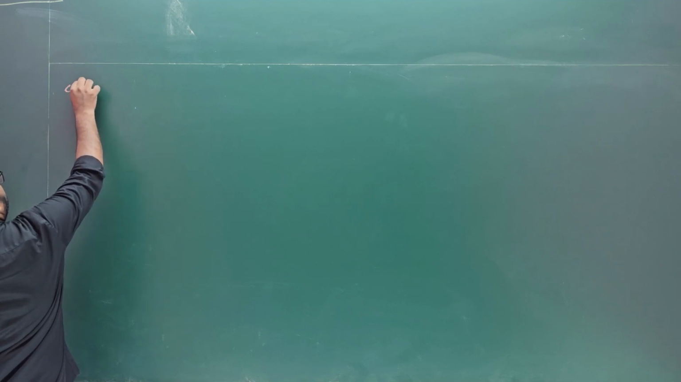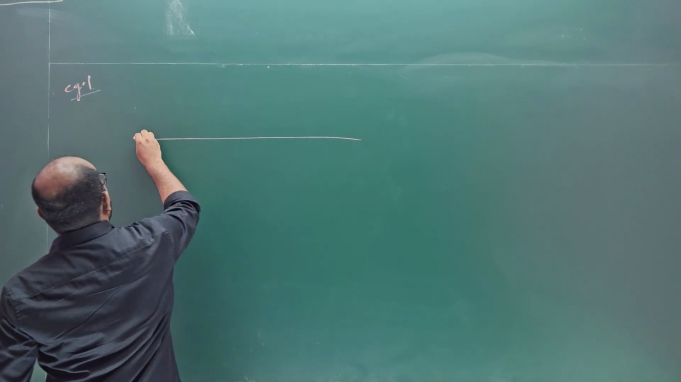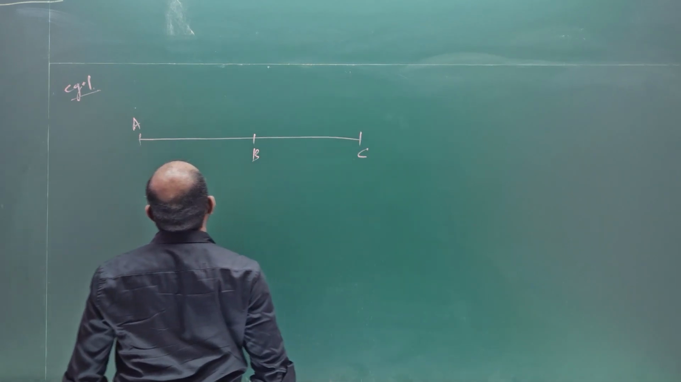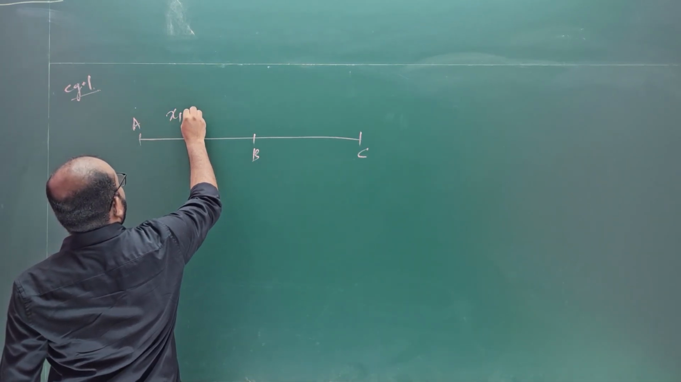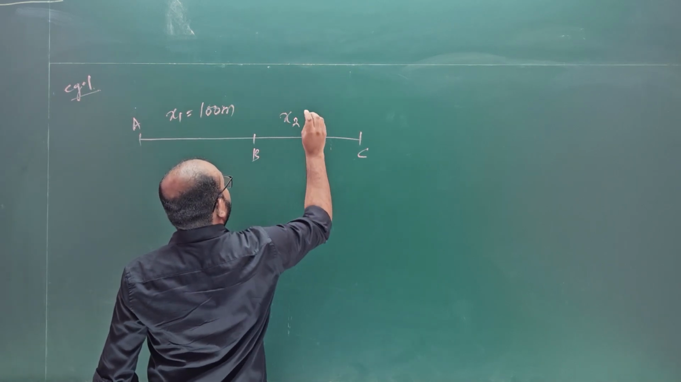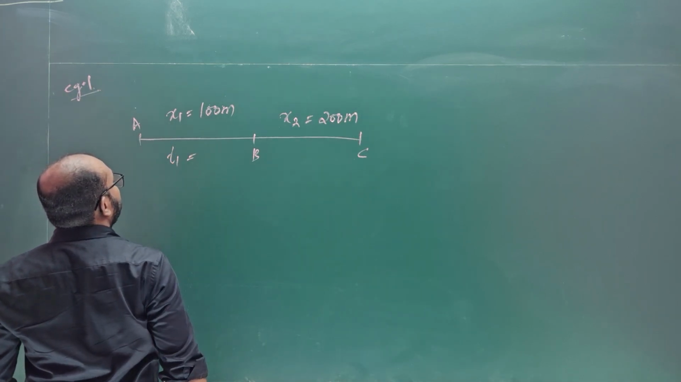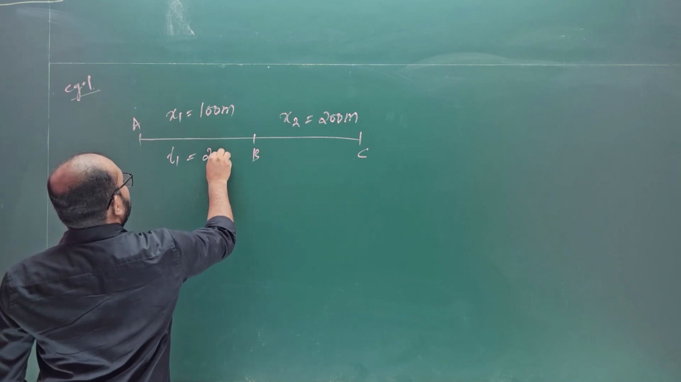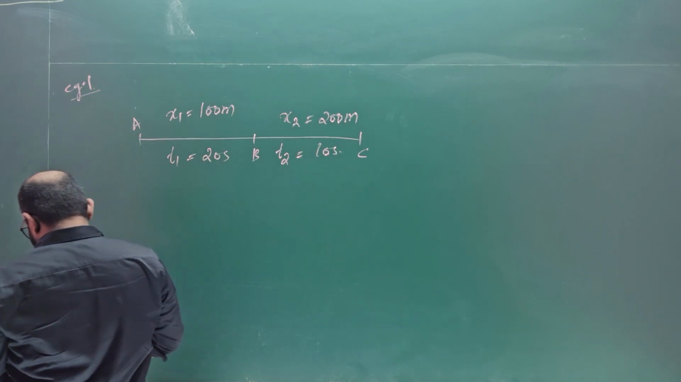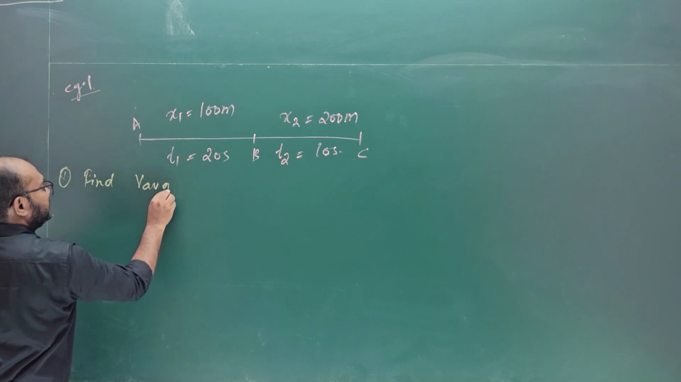Example number one. Consider a body started from point A, reached point B, then moved ahead to point C. The distance from A to B is x1, let it be 100 meters, and x2 be 200 meters. Similarly, x1 takes a time t1, which is 20 seconds, and t2 will be 10 seconds. The question is, find V average.